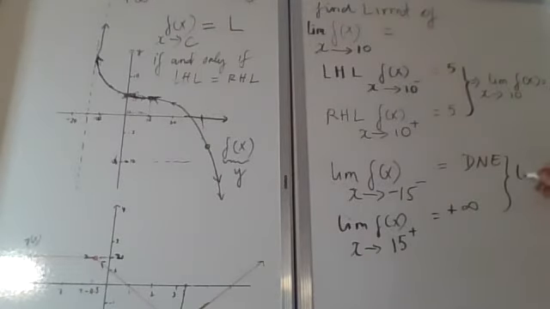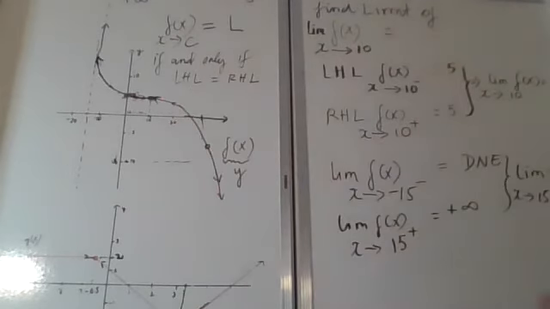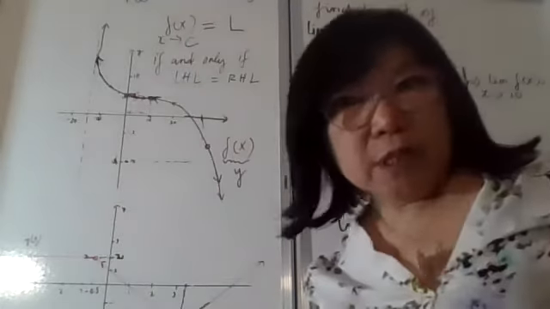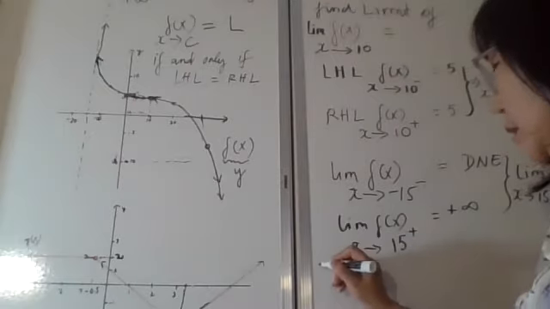So then your conclusion is, therefore, the limit of f of x when x approaches 15 does not exist. DNE represents "does not exist." It's a short form for "does not exist" from now on, okay? So this is how you make observations of the function and find the limit of this function based on their graphs. Now, let's look at the second graph down here.